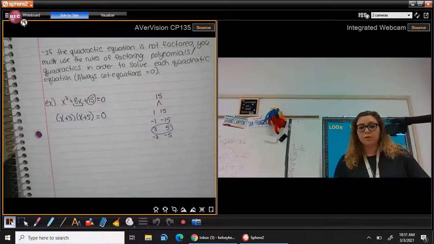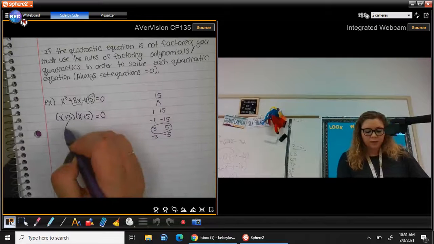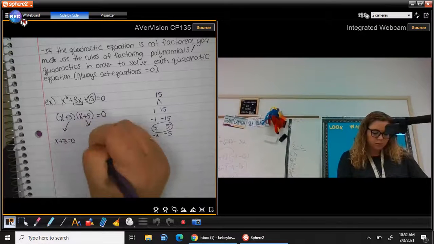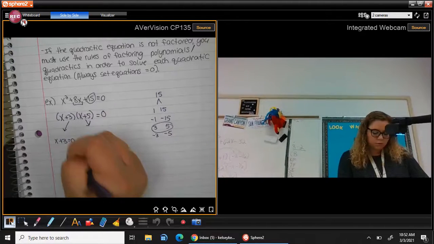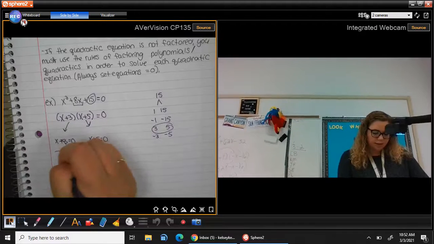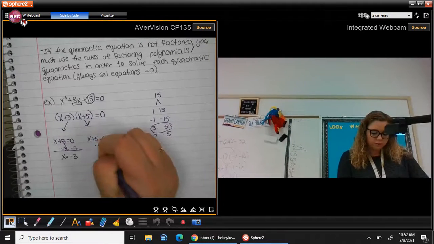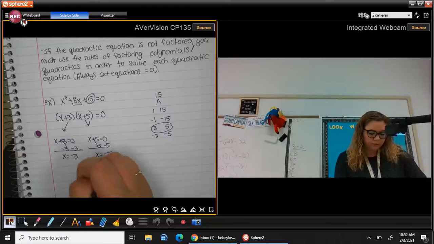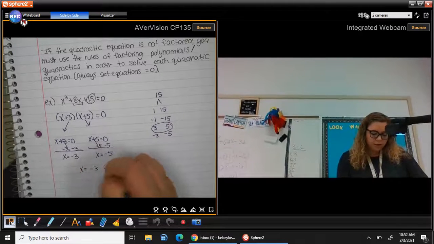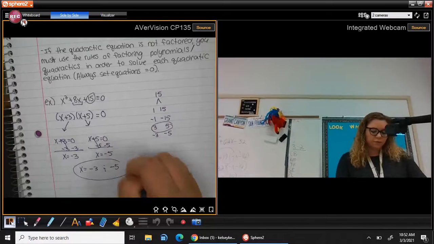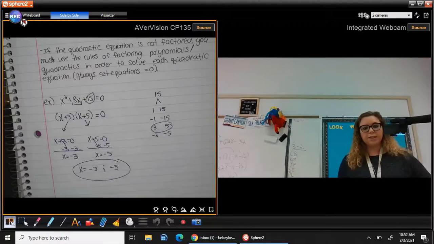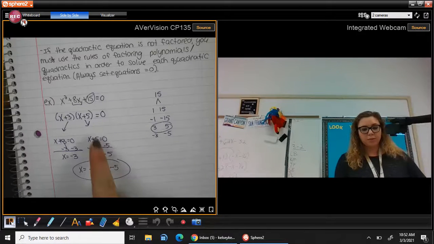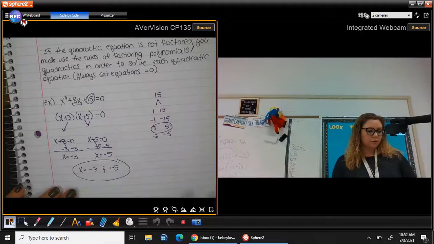And then you're going to do what we've been doing in the above problems. You're going to split this up, set it equal to 0, and solve for x. I have x equals -3, x equals -5. So my solutions or my roots are going to be x equals -3 and x equals -5. So I'm going to have two solutions. Okay, so you're doing it exactly the same. But if it's not in factor form, you have to first factor it, then split it up and solve for x.